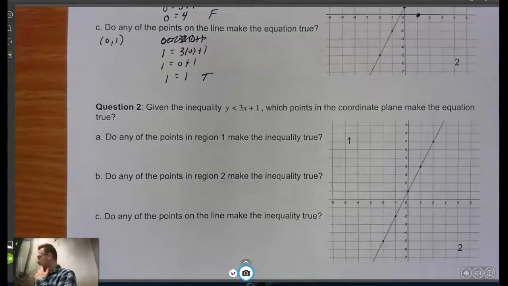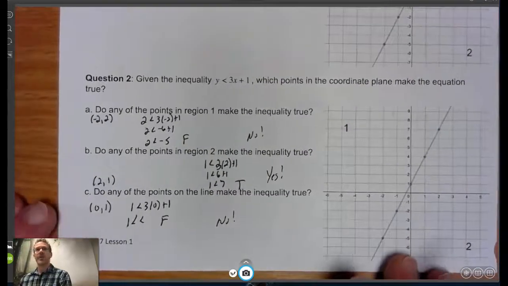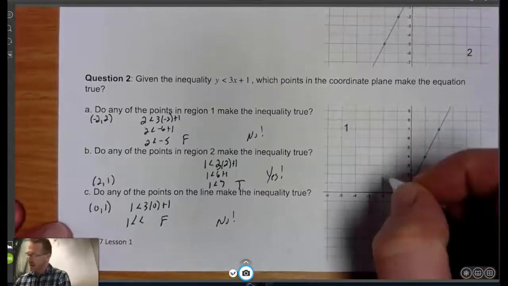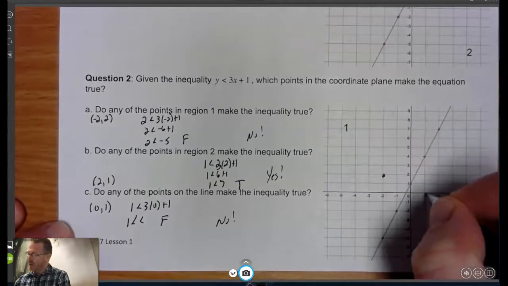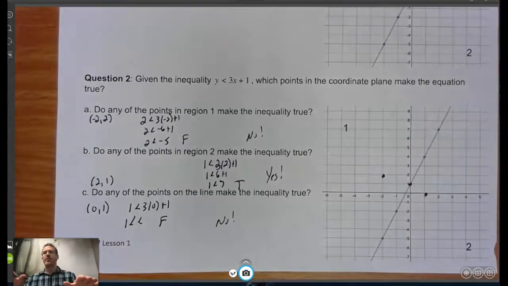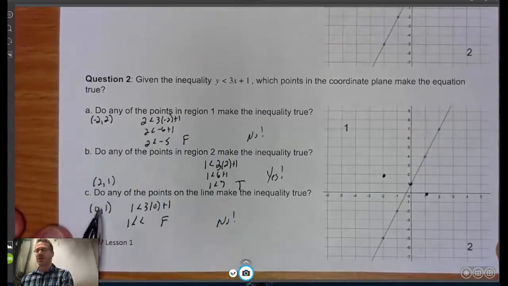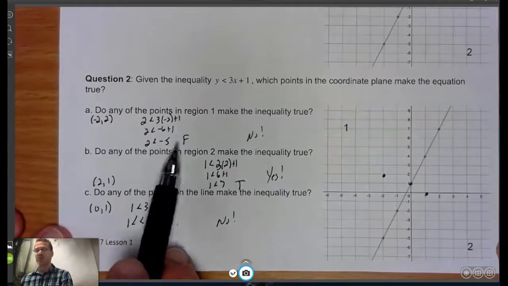So I have my work here. Now, once again, your points may not match my points, and that's totally fine. I just went ahead and picked the same points I used from above. So I stayed with negative 2, 2, 1, 0, and 0, 1. Your points might be different. That doesn't matter. The results should be the same, and that's what we wanted you to see here. So when I take negative 2, 2, and I go through my order of operations, I get 2 is less than negative 5, which is false.